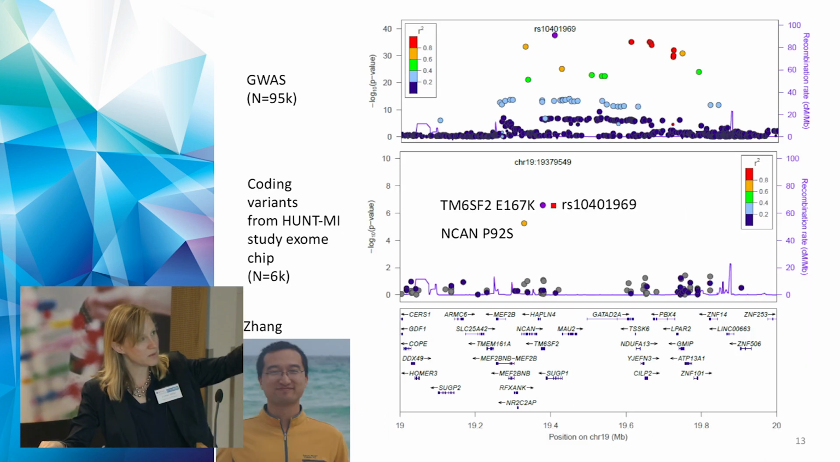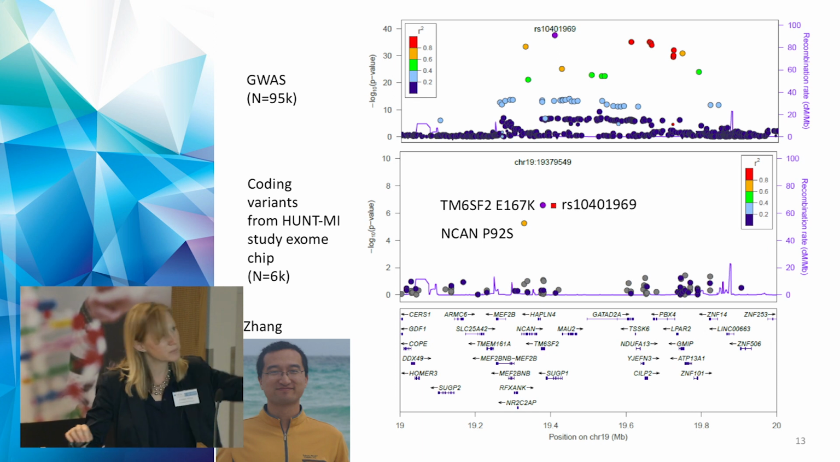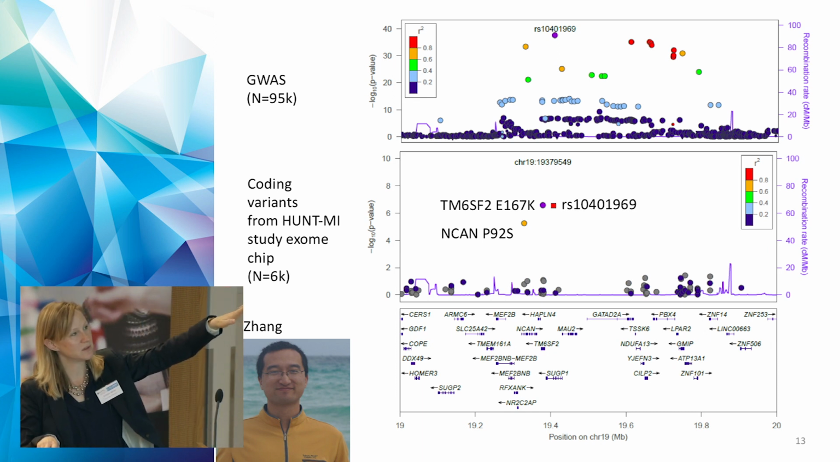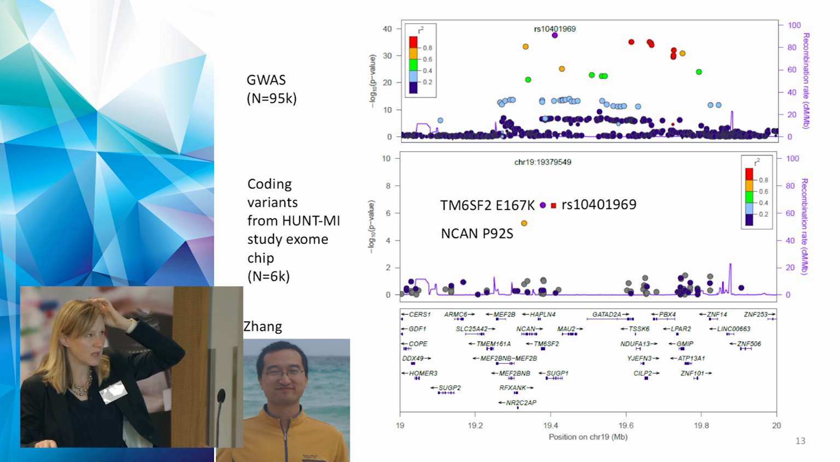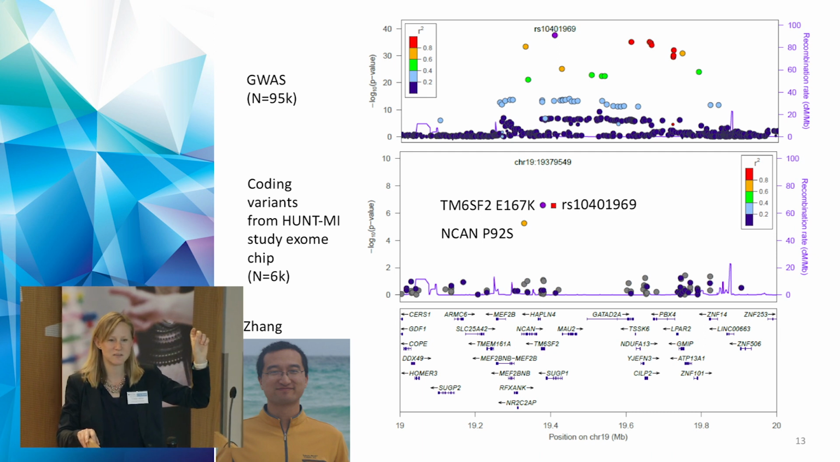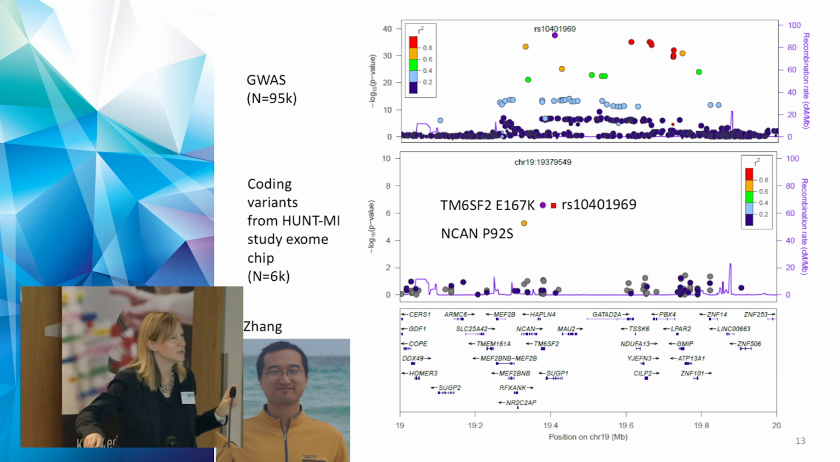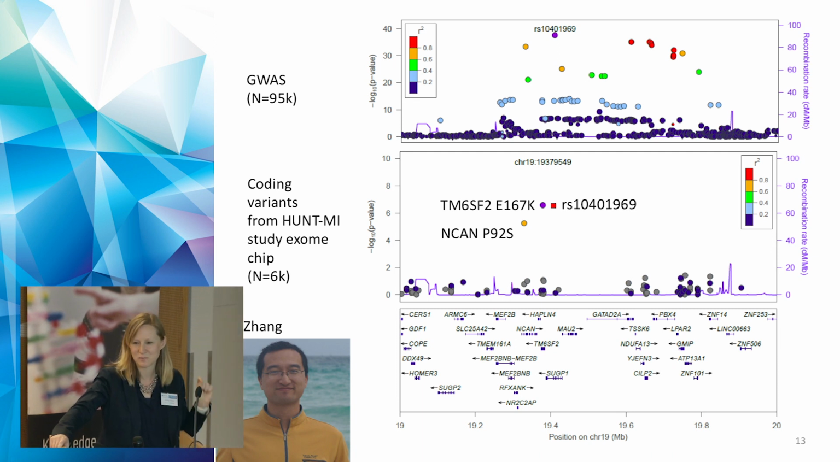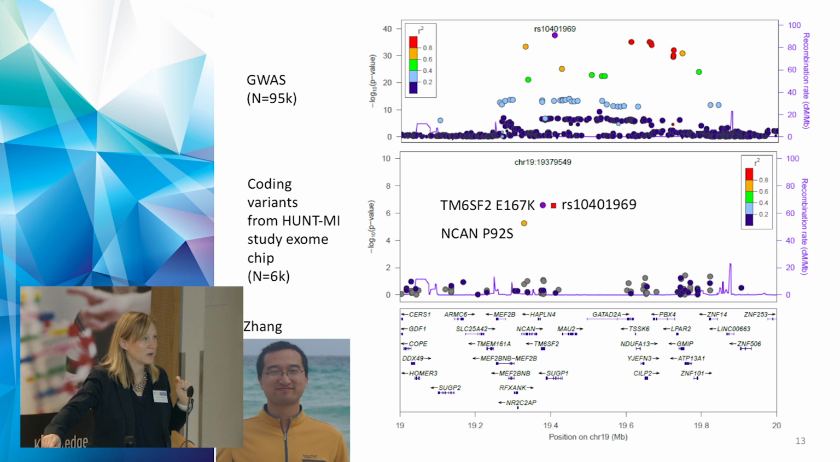And this middle panel here shows the association results from our coding array. So this is our focus on coding changes within the genome. And you'll notice this TM6SF2 variant gives us the exact same level of significance as the original top hit. Turns out those two variants are almost perfectly correlated, so they travel together in every person that we study. And this TM6SF2 shows very strong association with cholesterol levels and myocardial infarction.